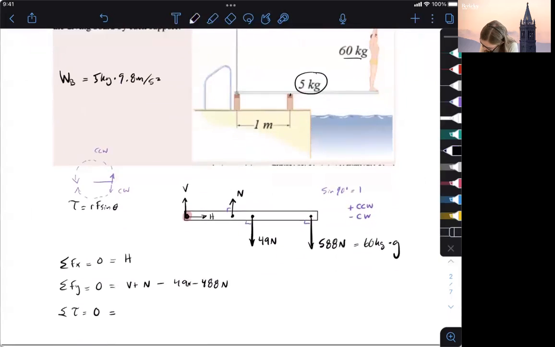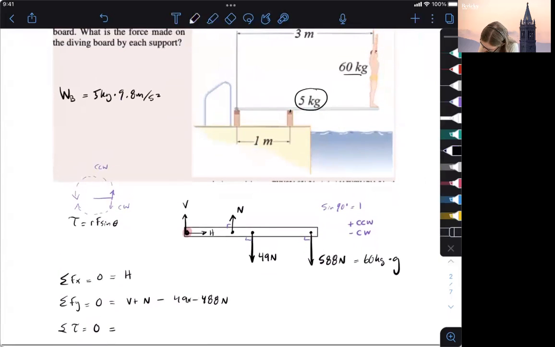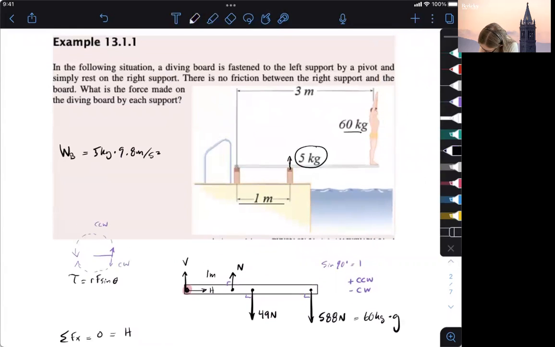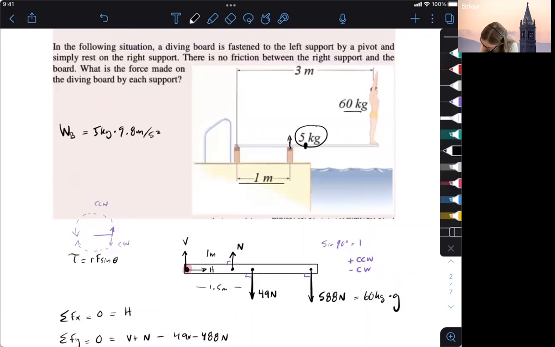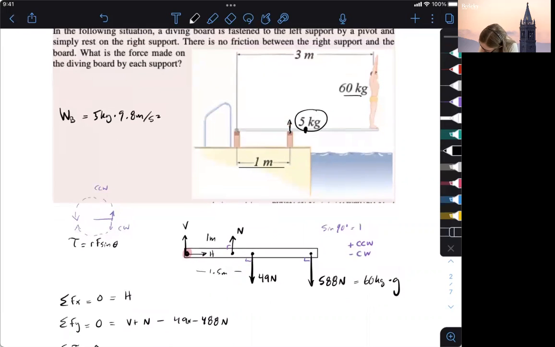Let me go ahead and write the distances on the board. Between the pivot and the normal force, the normal force coming up just from that board, this is 1 meter. The 49 newton force, we had to take at the center of mass for the board, which is just the geometric center, and that is 1.5 meters. And then this force is acting at the end of the board, which is 3 meters away.